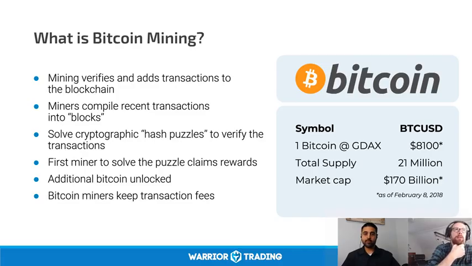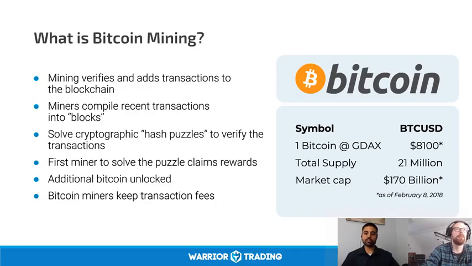What this means is that every Bitcoin transaction that takes place is verified by all of the miners that are connected to the network. And they're all in agreement that the transactions are legitimate. Individual miners dedicate their computer resources to the Bitcoin network, and they're required to put together recent Bitcoin transactions into what are called blocks, hence blockchain. They also have to solve cryptographic hash puzzles to verify the transactions.